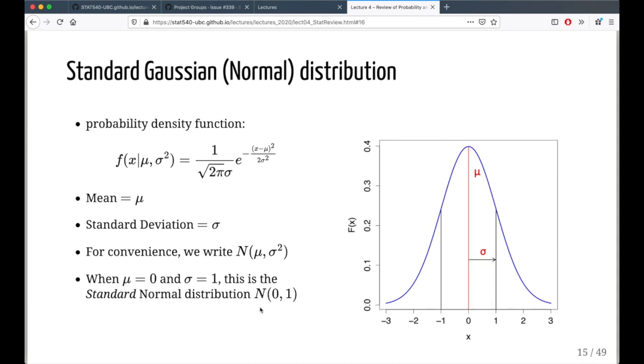And since these parameters can take on other values, and they might not always be 0 or 1, for convenience we often write a normal distribution as N of mu and sigma squared. So this is the mu and the sigma squared. Sometimes you might see normal mu sigma, but I think the most common convention is to have the sigma squared. So sigma squared is the variance, and the square root of that is the standard deviation. And again, when we have the particular parameterization of mu equals 0 and sigma equals 1, then this is what's called the standard normal distribution.